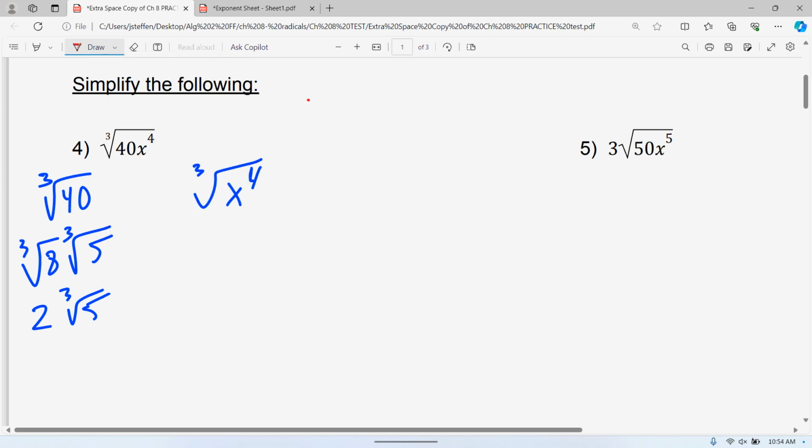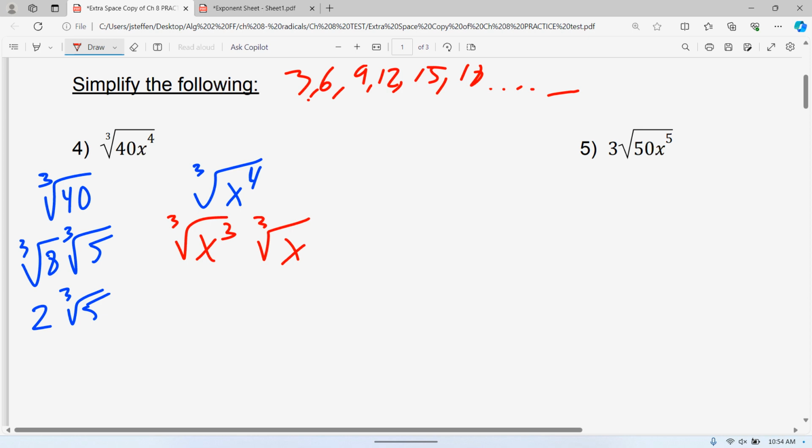For the x, we want a multiple of 3: 3 times 1, 3 times 2, 3 times 3, 3 times 4, 3 times 5, 3 times 6, and so on. Now going over, that's got to be 3. So I'm going to change this. Instead of x to the 4th, I'm changing it to x to the 3rd. But you can't just change the 4 to a 3. So we need one more x to make sure we have all 4. So we have 3 of them, then we have 1 of them. We do that because now we can take the third root of x to the 3rd, and the other one is just x to the 1st.